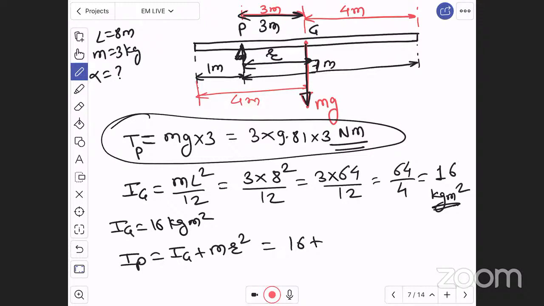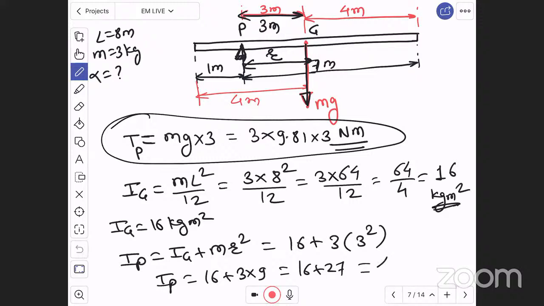Mass times the distance between P and G squared, which is nothing but 3 square. Therefore, I about point P will become 16 plus 3 into 9, which is 16 plus 27, which is 43 kg meter square. We have calculated I about P as 43 kg meter square.